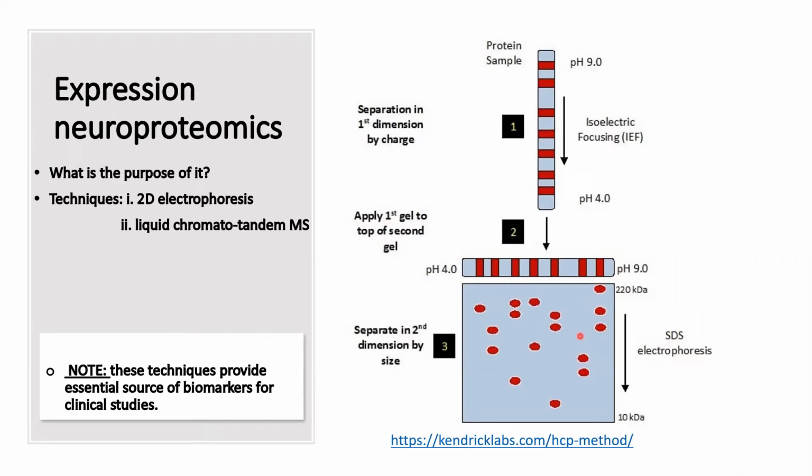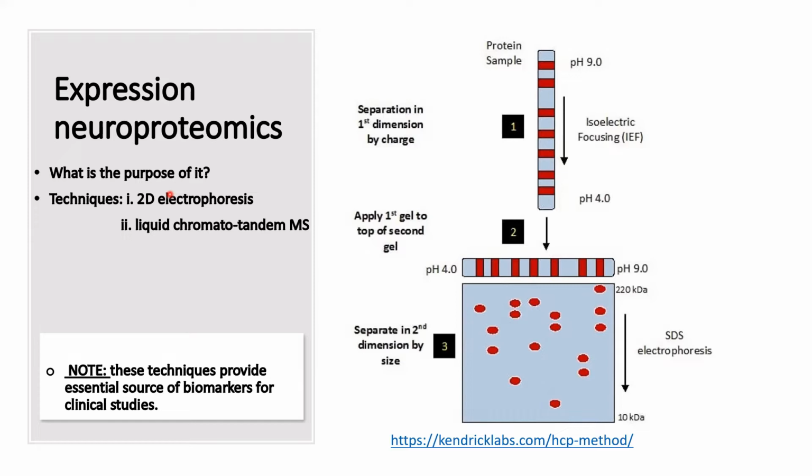After understanding what neuroproteomics is, let's talk about expression neuroproteomics. First of all, we should know that expression proteomics, which is also known as protein profiling, is the earliest version of proteomics. What is the purpose of it? The main purpose of expression proteomics is identifying the proteins expressed in a particular sample or tissue under a specified set of conditions and at a particular time. Usually it's compared to the expression of proteins in a reference sample.